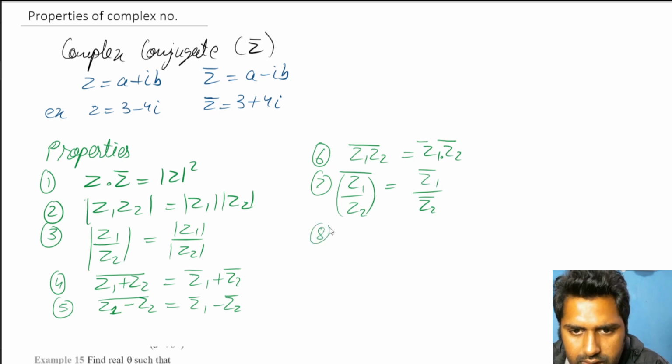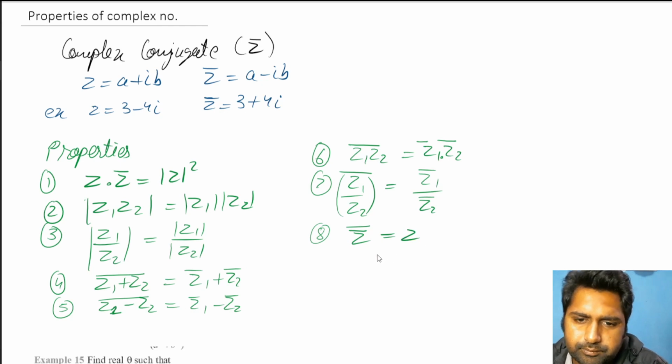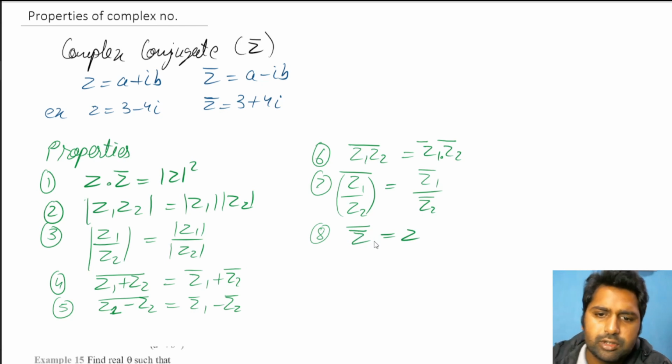And one more: if you take the complex conjugate 2 times, you will get the original complex number. Basically, change the sign one time, change the sign another time, you will get back to the original complex number.